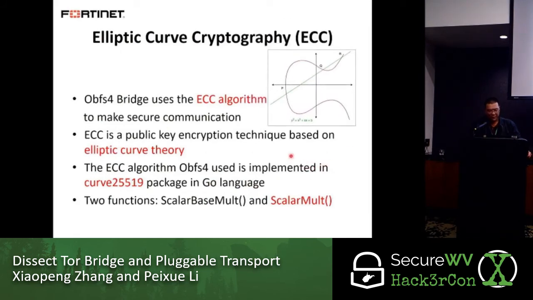OBFS4 bridge uses the ECC algorithm as the cryptography to encrypt the Tor payload for circuit communication between the OBFS4 client and the server. As we know, ECC is a public key encryption technique based on elliptic curve theory. The ECC that OBFS4 uses is implemented in the Go language package called Curve25519, which offers two important functions, ScalarBaseMult and ScalarMult.